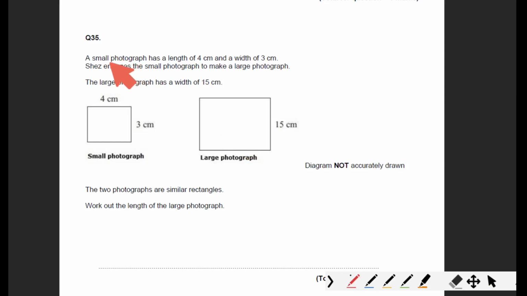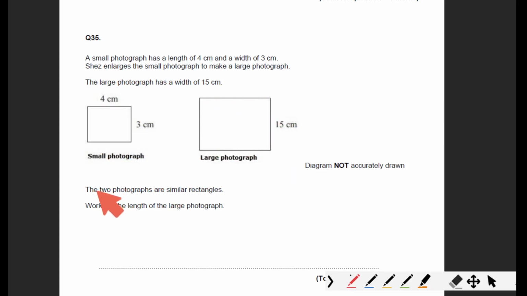Right, so what type of question is this? A small photograph has a length of 4 centimeters, width of 3 centimeters. Shares enlarges this small photograph to make a larger photograph. I can see already one of the lengths is missing. They're given the width, the length is missing.